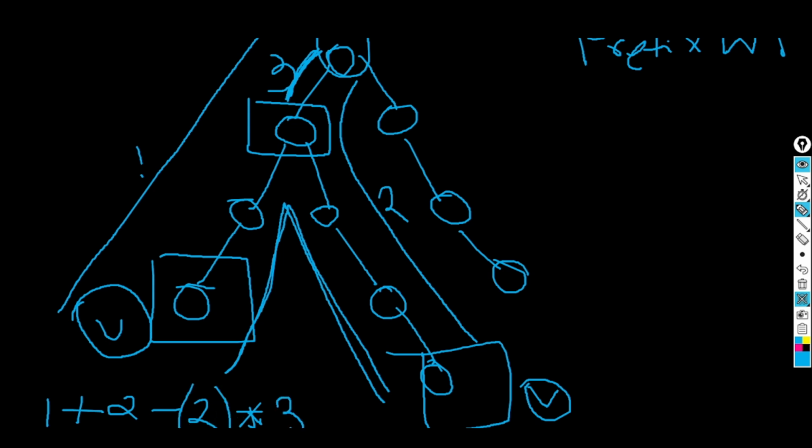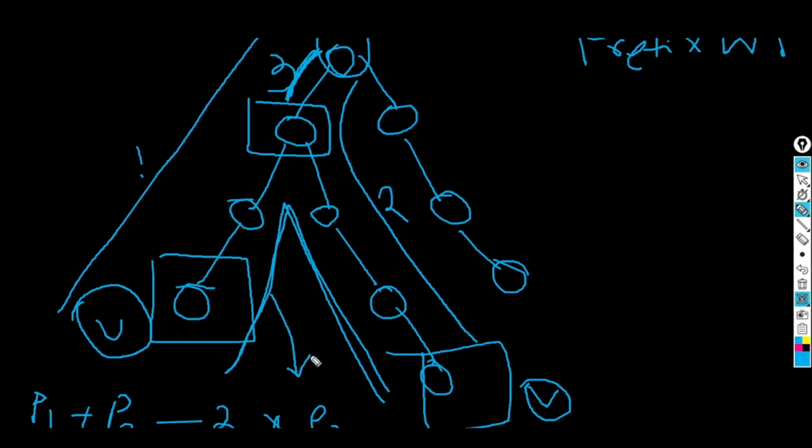So this is a number, this is not the index. Let me find a better way to write this. So P1, that is this one, plus P2 minus 2 into P3 is going to give us this particular thing. Now we know the distance between U and V as well. Or we can just generalize the function and create a get distance function where we pass two nodes, right? And we can know the distance between any two nodes.